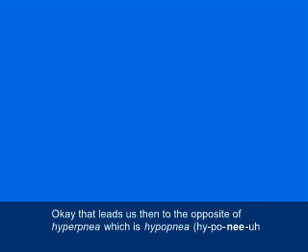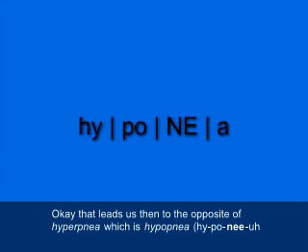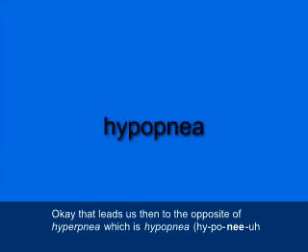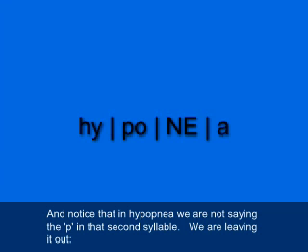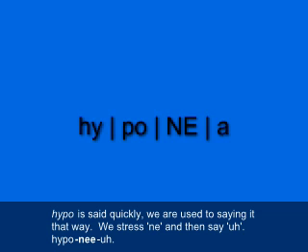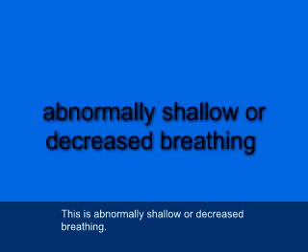Okay, that leads us then to the opposite of hyperpnea, which is hypopnea. Hypopnea, H-Y-P-O-P-N-E-A. And notice that in hypopnea, we're not saying the P in that second syllable. We're leaving it out. Hypo is said quickly. We're used to saying it that way. We stress knee and then hypopnea. This is abnormally shallow or decreased breathing.